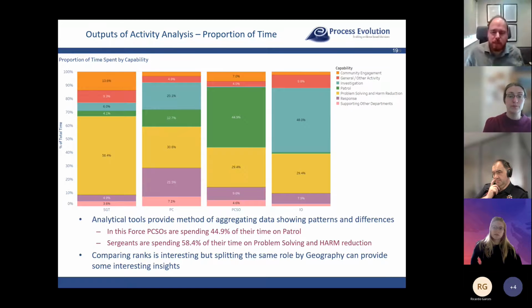I had one example where there was a force who found that one of their areas, their PCs, had spent huge amounts of time on supporting other departments. The problem had been that during that 2-week period where the activity analysis had taken place, they'd had an elongated scene guard that had been going on across 5 shifts. So they had a situation where 25% of their PC time was taken up supporting other departments through scene guards. That's not necessarily representative. So we then had to use this process and say, okay, we've got the analysis that we think we've got. Is it representative of what we would expect to see on a normal period? And that's where practitioner judgment and the professional judgment has to be applied.